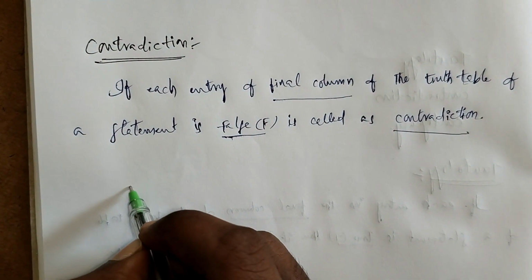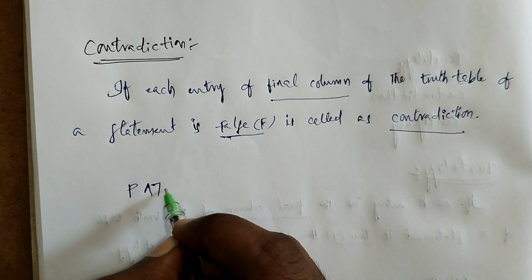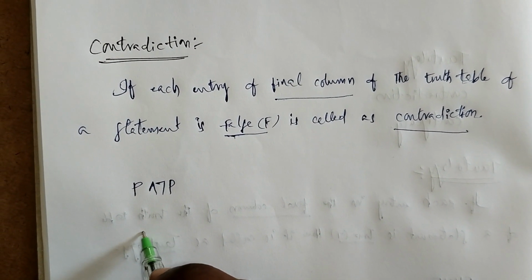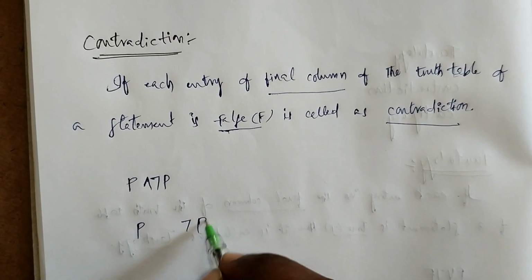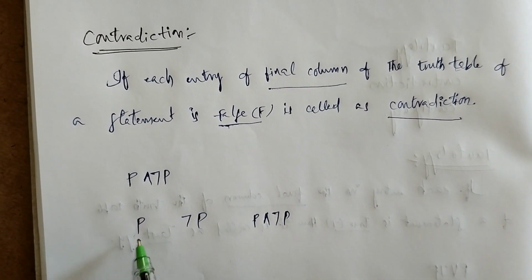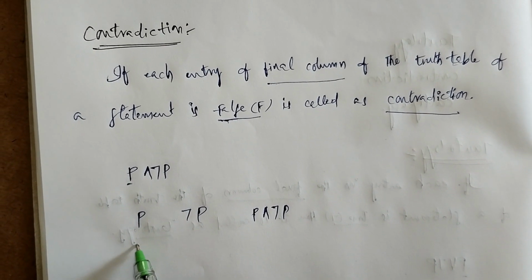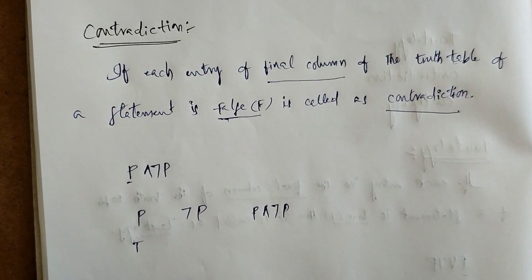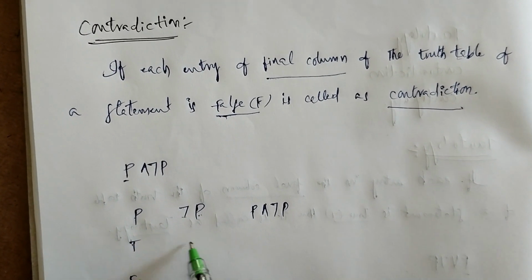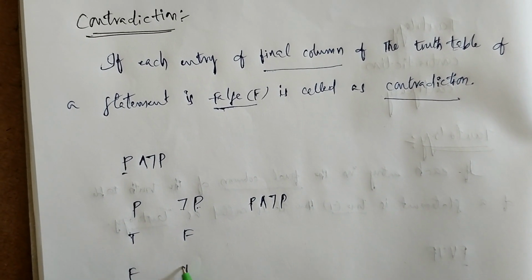So here is the example of contradiction, P and negation P. So we are going to draw the truth table for this. P, negation P, P and negation P. So here is only one statement, that means P. So there are two combinations, true, false. Negation of P: P is true, negation of P means false. P is false, negation of P means true.